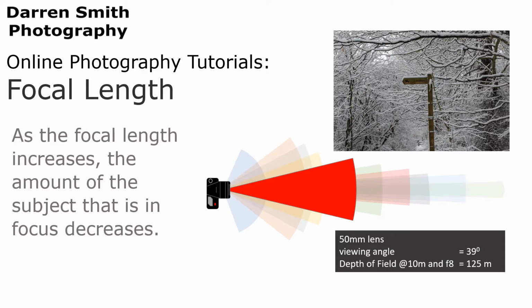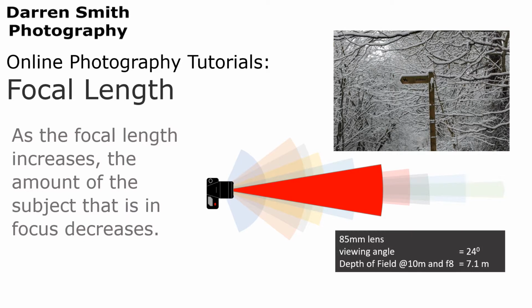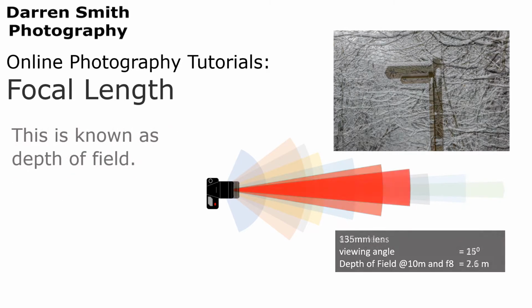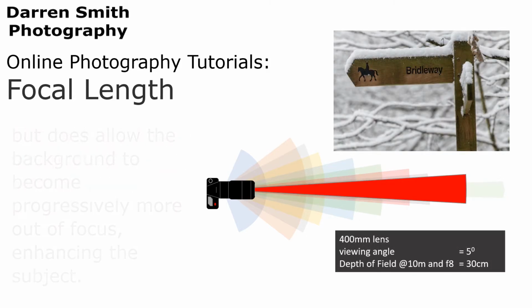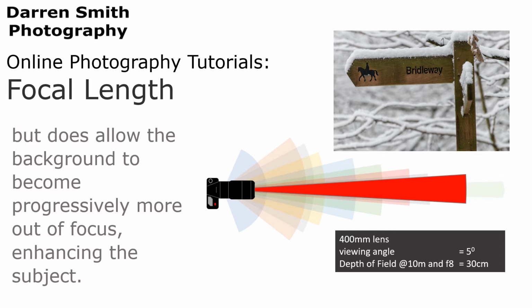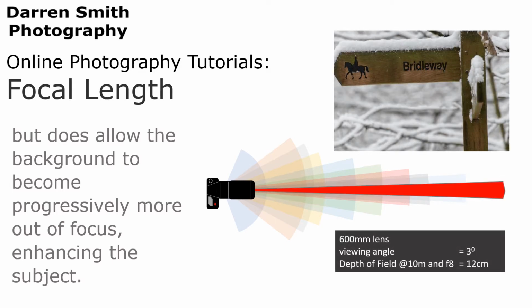As the focal length increases, the amount of the subject that is in focus decreases. This is known as depth of field. This makes taking a sharp image a little more difficult, but it does allow the background to become progressively more out of focus, enhancing the subject in the photograph.